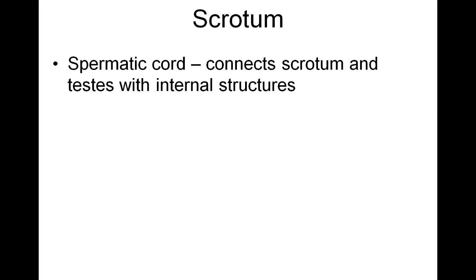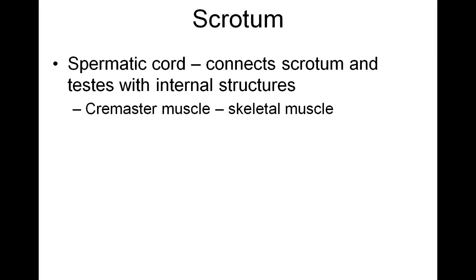Okay, so now the spermatic cord is what's going to connect the testes and the scrotum to the internal structure of the body. So there's a muscle called the cremaster muscle, and it's going to allow the testes to come closer to the body or to drop. Okay, there's fascia in there, and the fascia is just the connective tissue covering everything up.